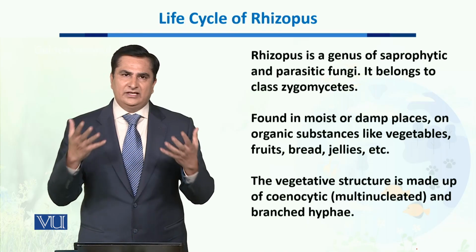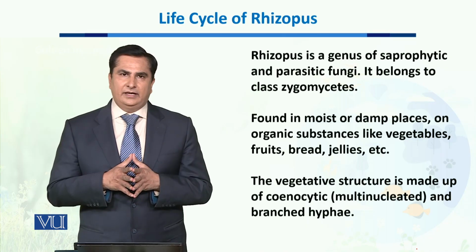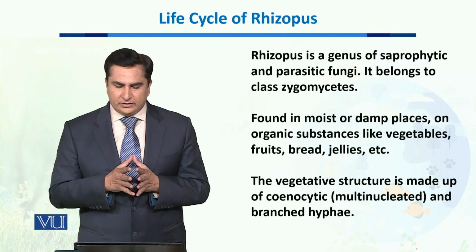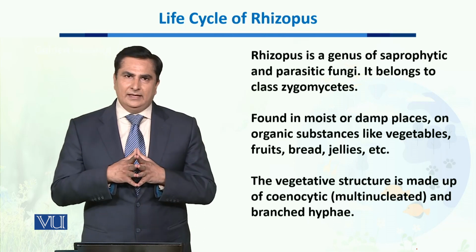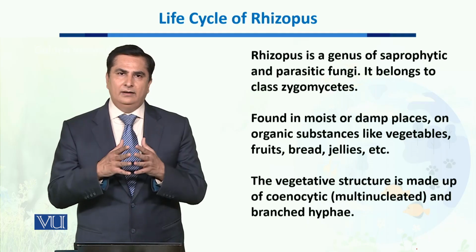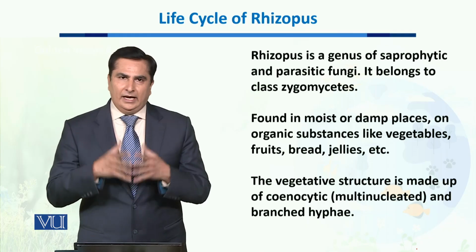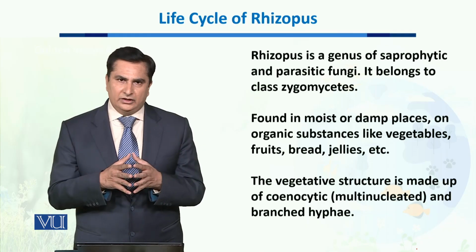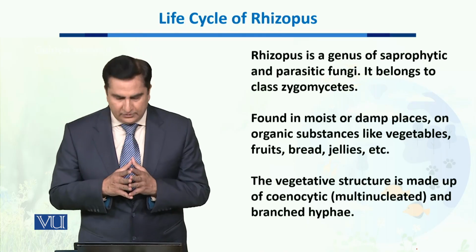Now, when we talk about the structure of Rhizopus, its vegetative structure is actually made up of coenocytic hyphae. Coenocytic means they don't have septa in them, and there is more than one nucleus. They are actually multinucleated hyphae, and most of them are branched in structure. They are not in the form of a single structure.